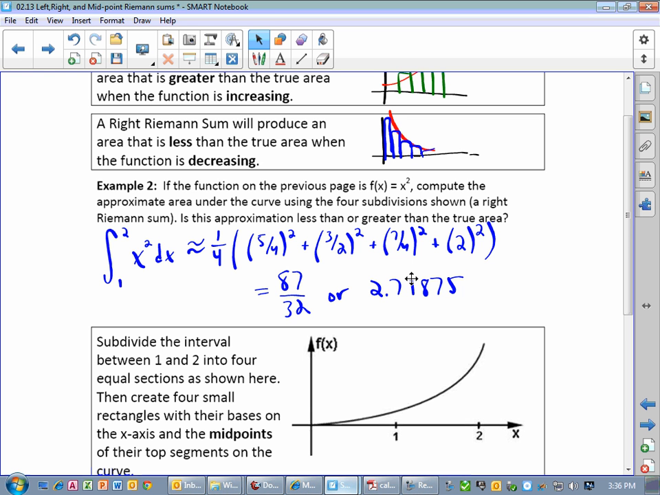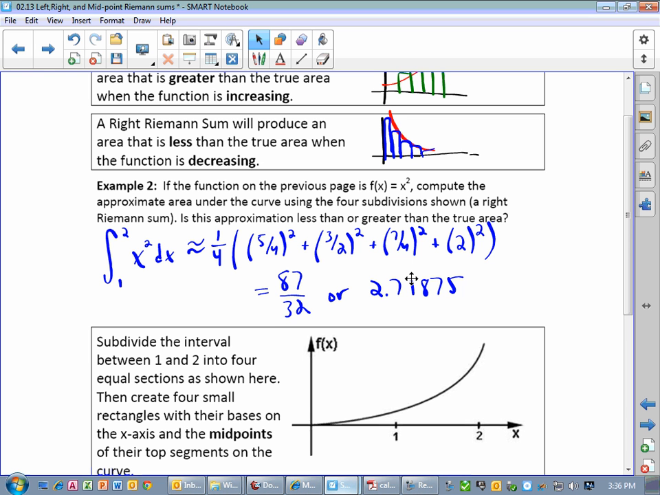What was the left Riemann sum? 1.96. Is 2.7 a whole lot larger? No, there's not a huge difference, right? Not a huge difference. But since the left Riemann sum is 1.96, we know it's an underestimate, and the right Riemann sum is 2.71875. We know that's an overestimate. The actual definite integral has to be between those two values.